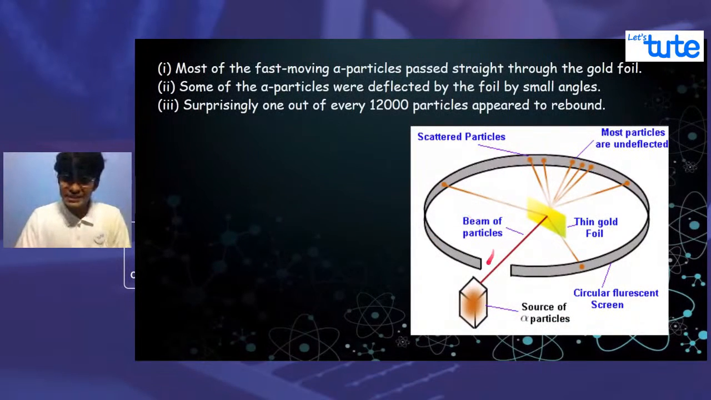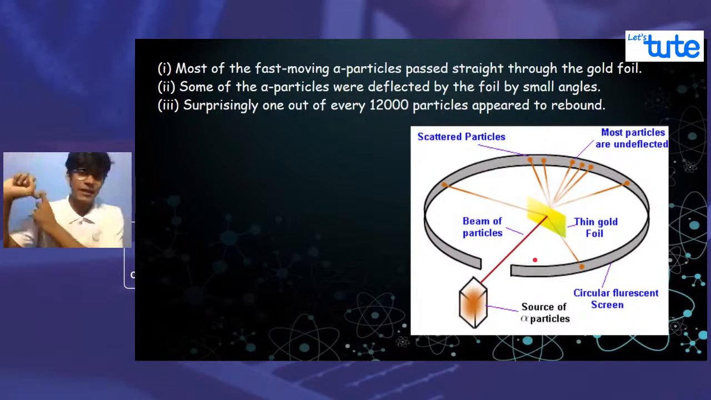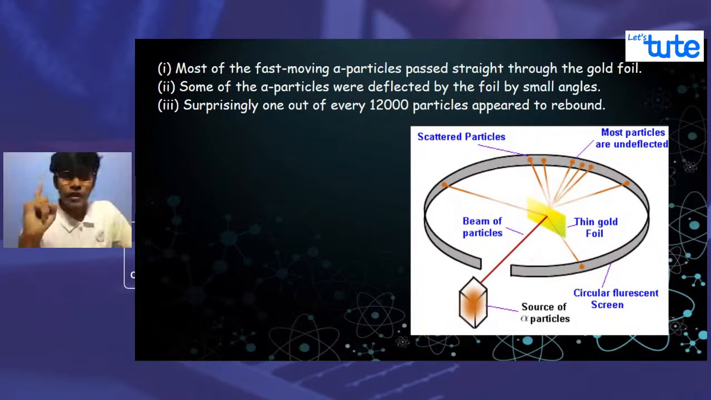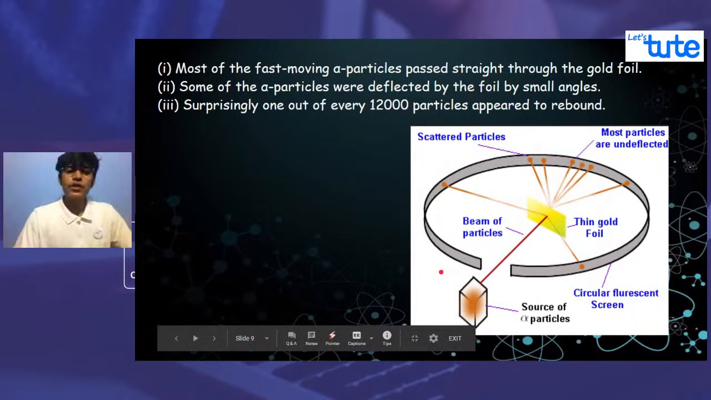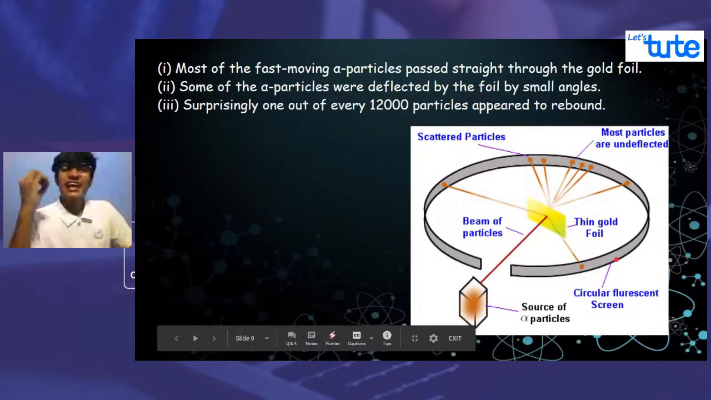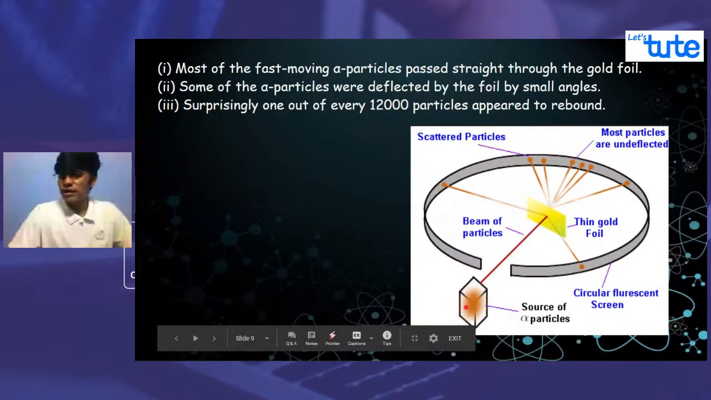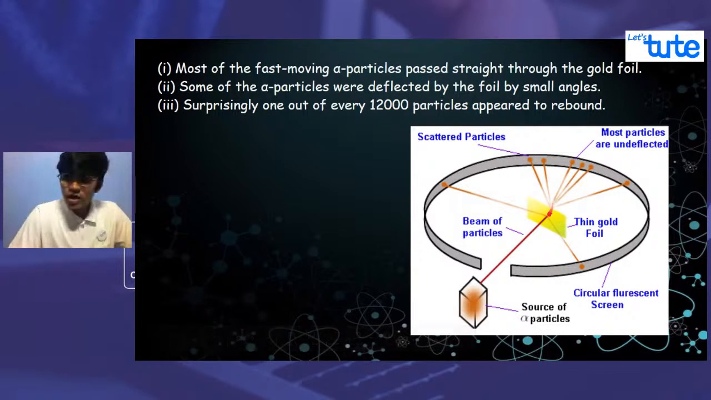So as you can see, there is a circular fluorescent screen. If you remember the last experiment in which there were cathode rays and anode rays, they were made to fall on a special screen which would light up, which would glow on every stripe. Similarly, in this case also, there was a circular fluorescent screen present around this gold foil. And whenever the alpha particle deflected from the gold foil or passed straight through the gold foil, you can see that there are certain marks present over here.